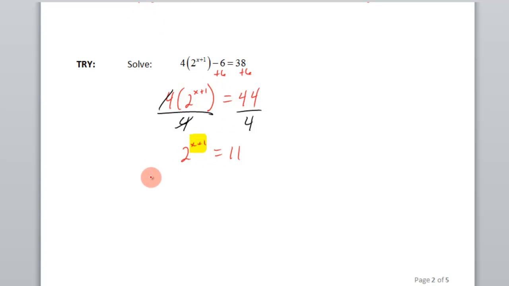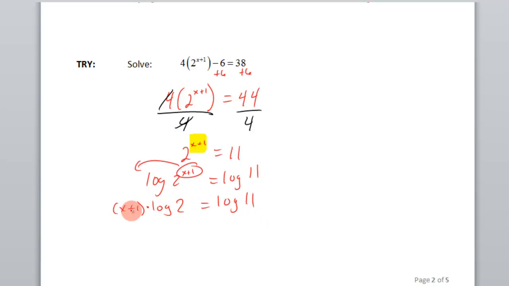So I need to log both sides. So I'd log base 10 this side, x plus 1, log base 10 of this side, bring down this exponent out front as a quantity. Remember, if there's more than one number, it must come down as a quantity because it's times that. Alright, I'm trying to solve for x, so I'm going to undo this multiplication by division here. So divide by log 2, divide by log 2.